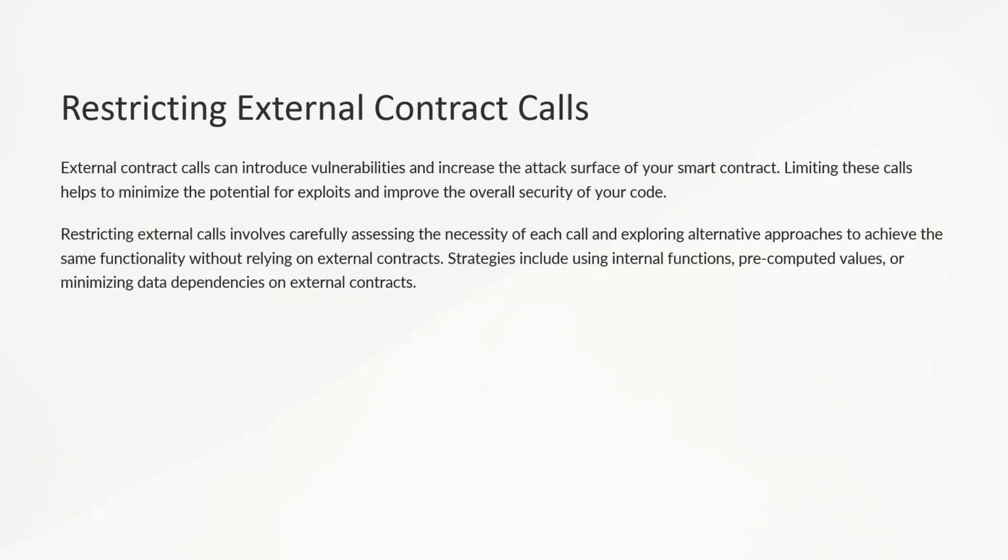External contract calls can introduce vulnerabilities and increase the attack surface of your smart contract. Limiting these calls helps to minimize the potential for exploits and improve the overall security of your code. Restricting external calls involves carefully assessing the necessity of each call and exploring alternative approaches to achieve the same functionality without relying on external contracts. Strategies include using internal functions, pre-computed values, or minimizing data dependencies on external contracts.